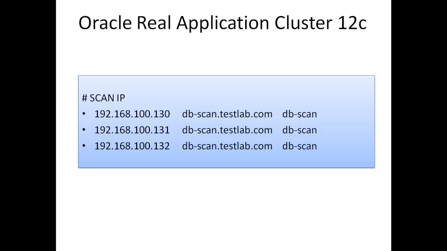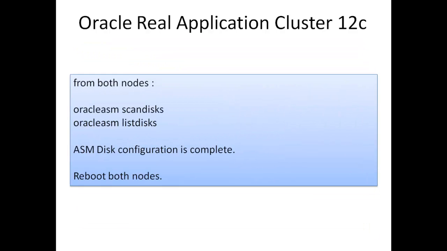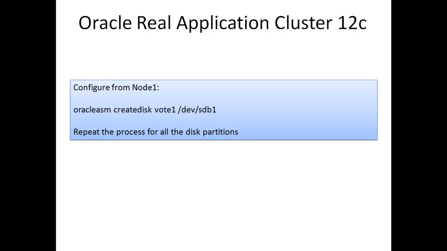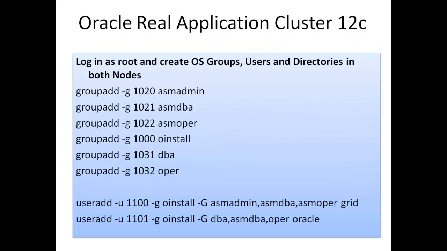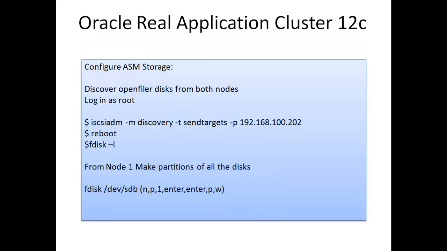Now we will have to make some changes in our servers as root user. These are the changes we're going to do in our next presentation. The process is written here. Now we'll do it in practice. One thing is that we are using Openfiler, which is an open source storage system. You can see the demonstration of Openfiler configuration in my earlier video. There I have shown how to configure Openfiler to create ASM disks, and you have to go through all of that.